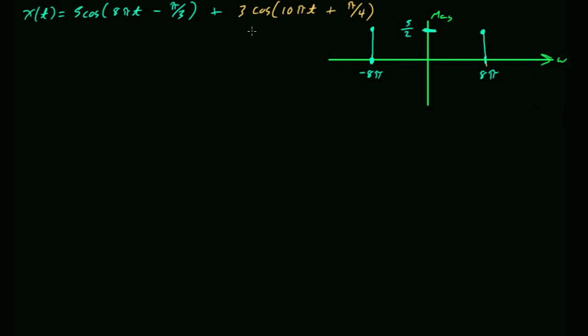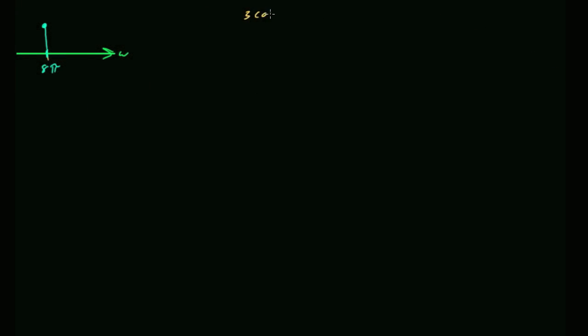So let's figure out how much of this other cosine I have. So let's go ahead and write that as a complex exponential. This will be my scratch paper over here. So I've got 3 cosine 10 pi t plus pi over 4. So what's my k? And my omega? 10 pi. And my phi? Positive pi over 4. Therefore, my a is equal to 3 over 2.